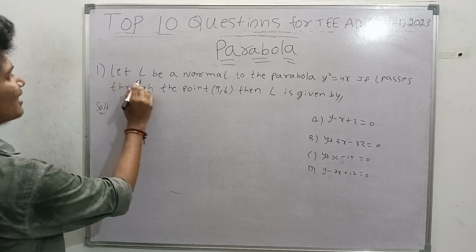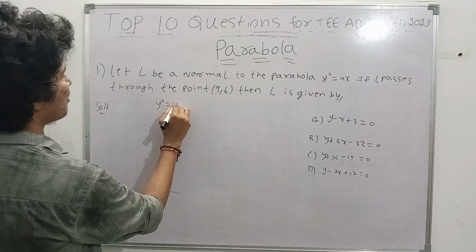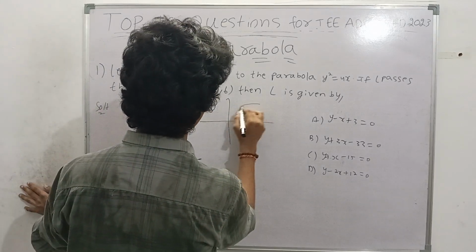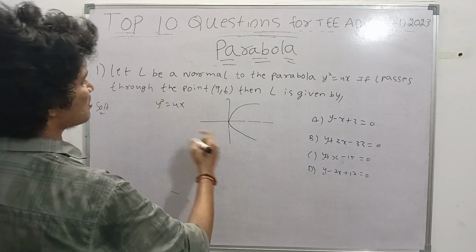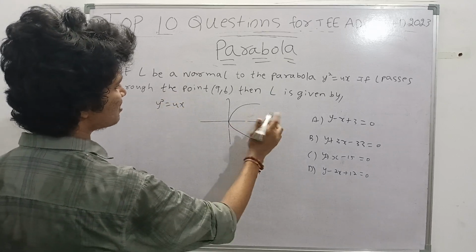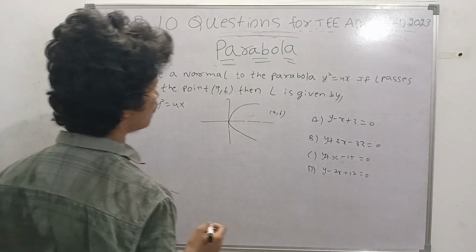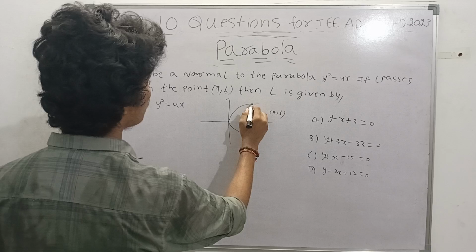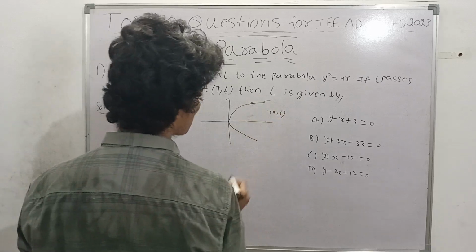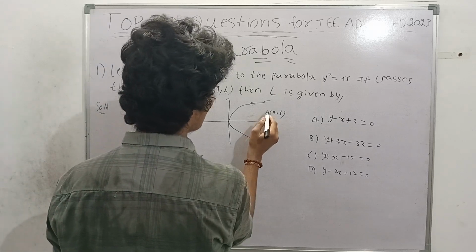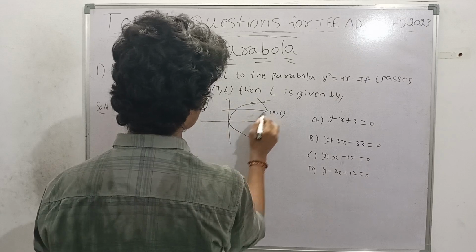The first question is saying, let L be a normal to the parabola y square equal to 4x. So there is a parabola y square equal to 4x, and L passes through the point 9, 6. Suppose this is the point 9, 6, and the normal will pass through this point. If you know the properties of the parabola, it is very clear that from the point 9, 6 you can definitely draw normals. How many normals? 3 normals you can draw: 1 normal, 2 normals, 3 normals.